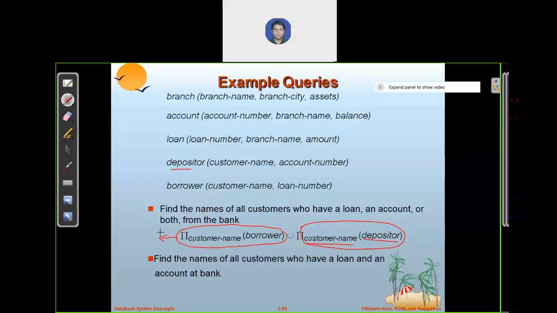Is it clear to all of you, this query? Is it clear? Okay, okay. So then, if it is clear, read the next query. Find the name of all customers who have a loan and an account. I mean, now we want to get the customer names of customers having a loan and an account as well.